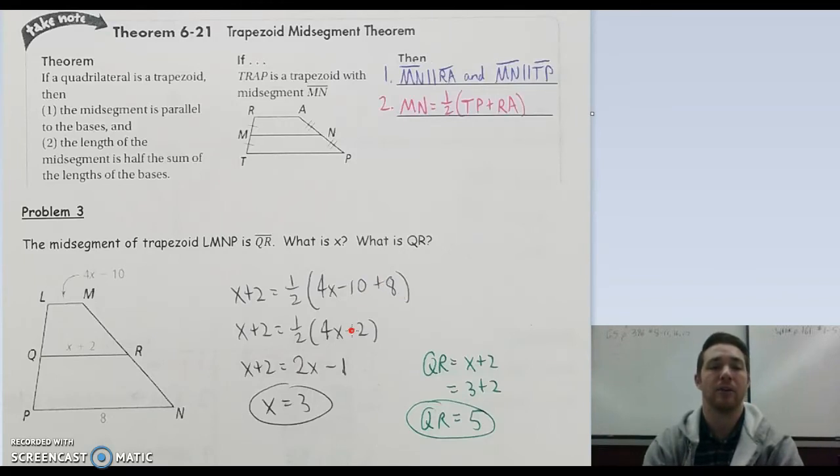So I combine like terms, I distribute the 1/2, and then I add 1, subtract x. We get that x is going to be 3. So that answers my first question. If I'm looking for QR, all I got to do is go back and plug that in.